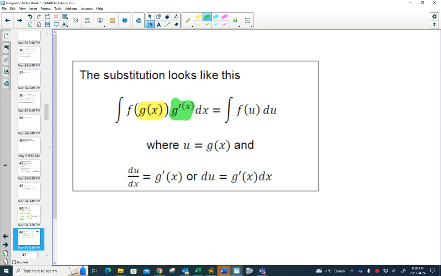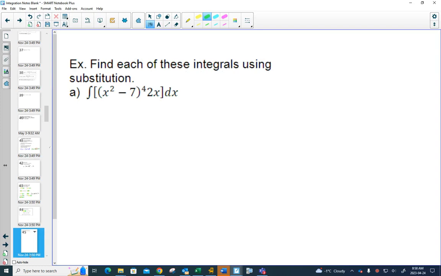And we're going to use a substitution where we choose a new variable. For whatever reason, the variable of choice for substitution is u. Okay? So you plug in, let u equal g of x, and then we can do some substituting up. So I'm going to show you what that looks like, and it works out really, really nicely. So here's our first example.